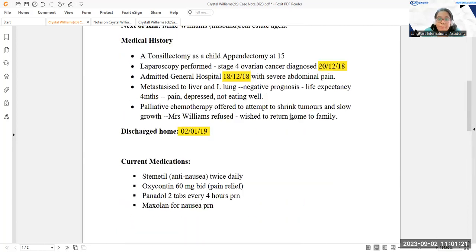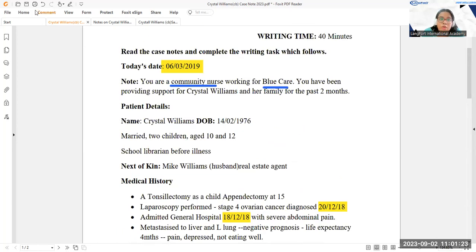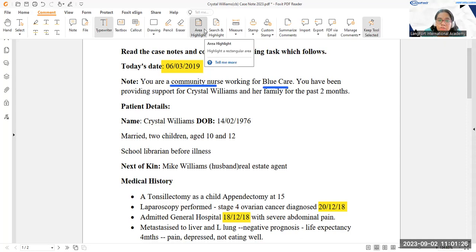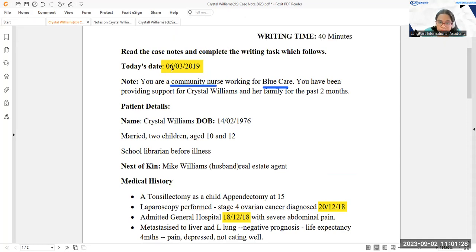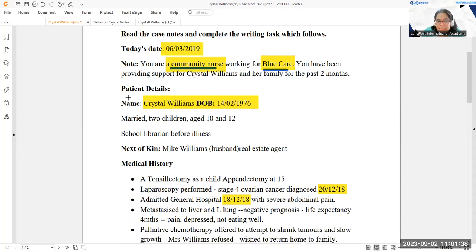And remember, we will reject the details that are not going to affect what the reader is going to do for the patient. So of course, today's date is important. Our role is important. Now, name of the patient, of course, date of birth. Should I say married? Is it important that I inform the reader that the patient is married? No need.